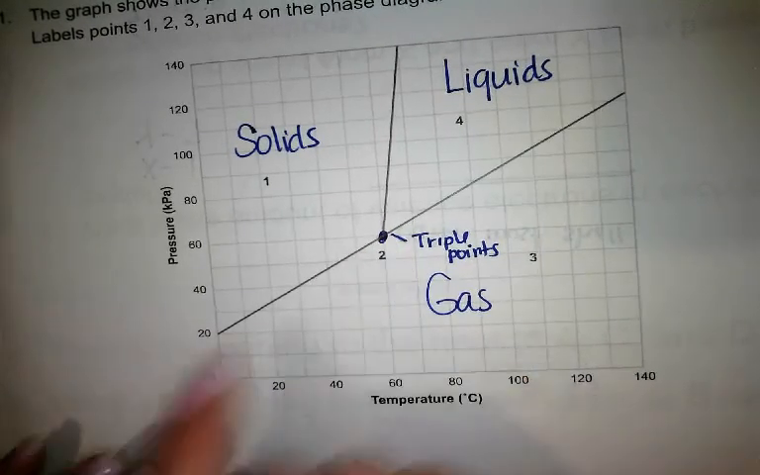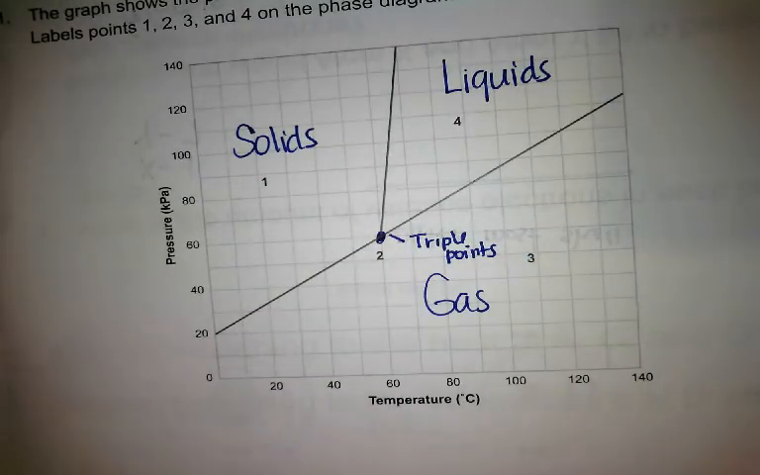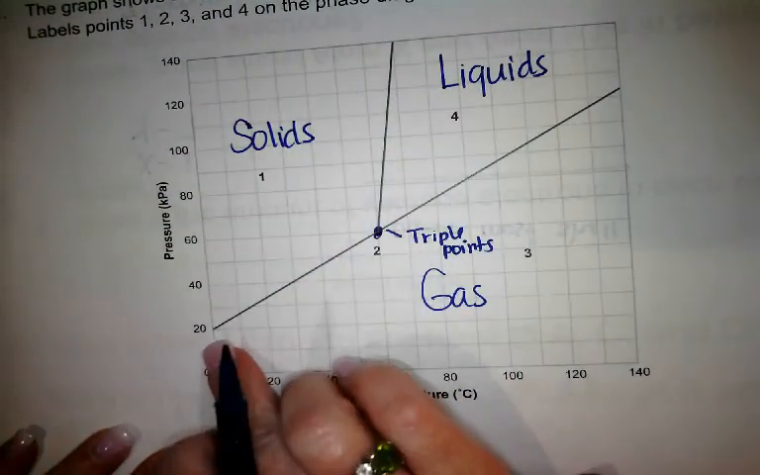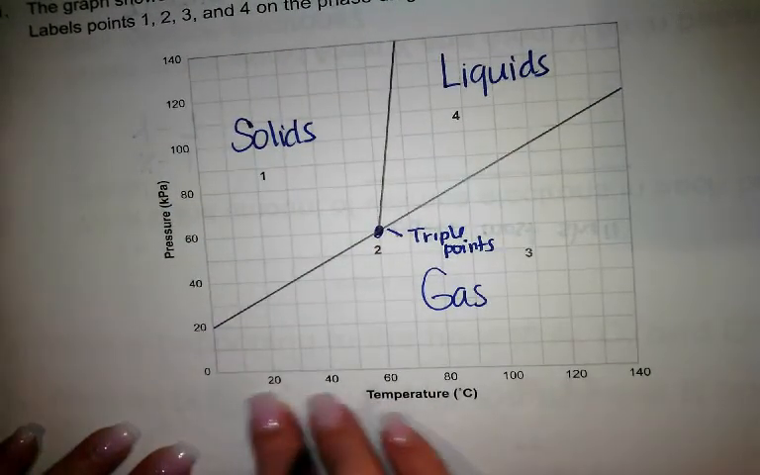But typically, we've got our solids over here. If you look here, as the pressure increases, we've got our temperatures. In this case, this substance will stay a solid until about 60 degrees.